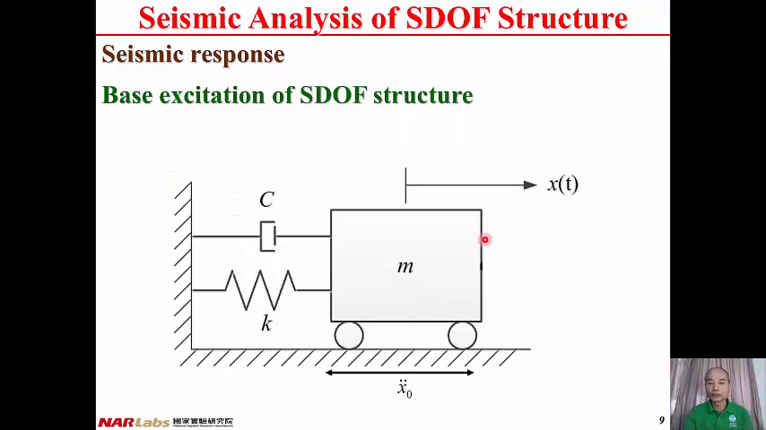Now, if the external force is replaced by base excitation, therefore, instead of applying the force directly on the structure, we excite the base of the structure. Then it's called base excitation of the structure. If the base excitation is induced by an earthquake, then from the seismic analysis of the single degree of freedom structure, we can have the seismic responses of the structure.